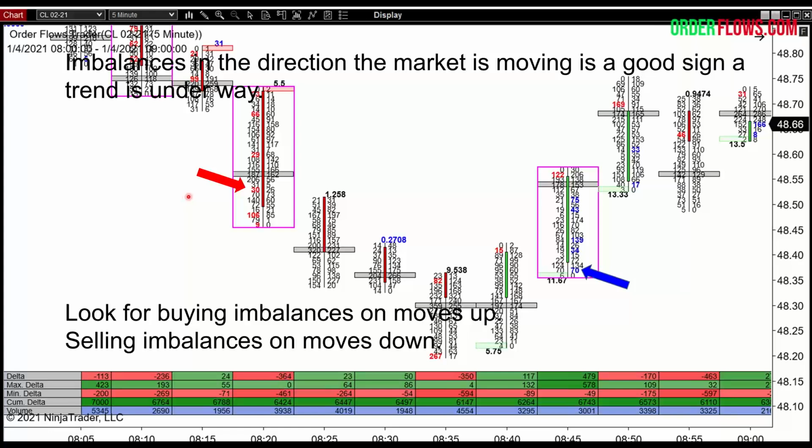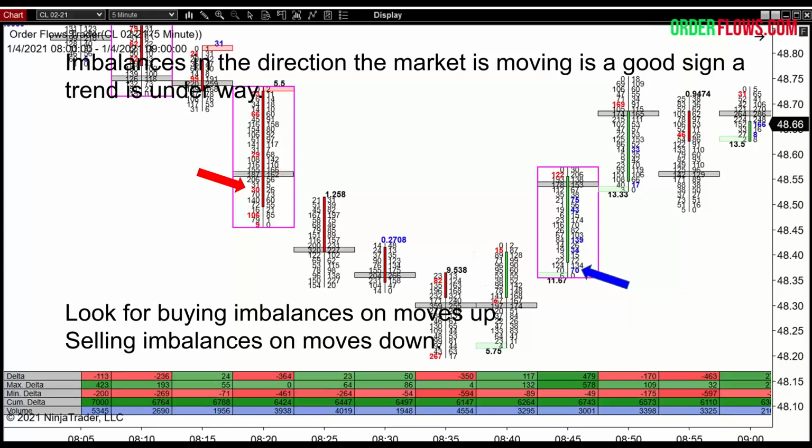Now, imbalances. There's buying imbalances and there's selling imbalances, right? So you're going to look for buying imbalances on moves up, selling imbalances on moves down. And in the footprint, it's going to be blue for buying imbalance or red for selling imbalance. And it's a good sign for knowing the direction of the market.